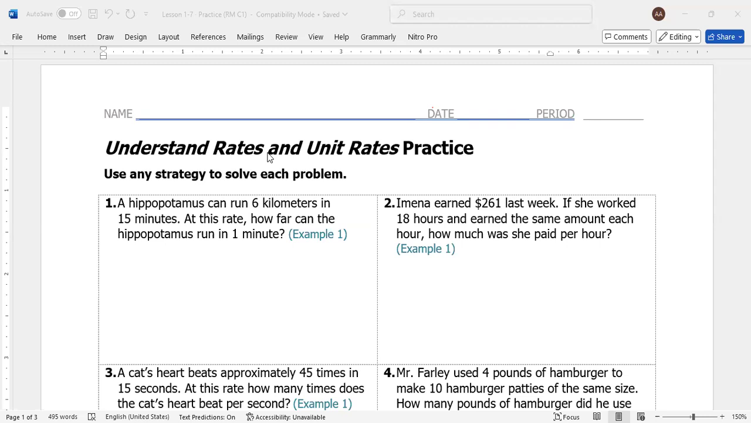Today we are going to discuss lesson 1-7, understand rates and unit rates practice. So we will discuss the rates and the unit rate. To solve these questions, we can use any strategy to solve each problem. As you know, there are different strategies in math to solve the questions, but we will apply the same strategy in all the questions to avoid any confusion.